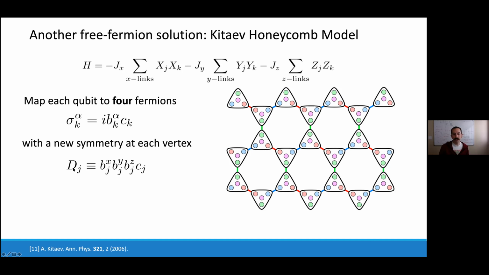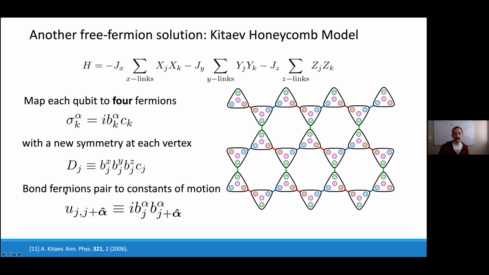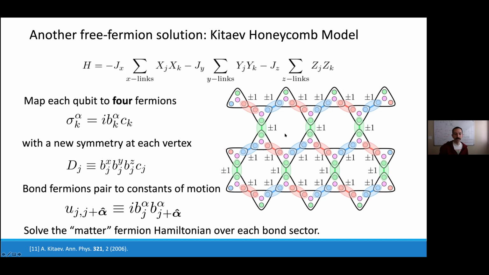With this new symmetry at each vertex, we still have an overall constraint to map to a physical subspace. And the bond fermions pair up. So these 2 green ones are going to pair up to give us constants of the motion. These red ones pair up to give us constants of the motion, and so on. And we get a bunch of terms that isolate like this. Then we can solve the matter fermion Hamiltonian over each bond sector. This is how Kitaev solved the model.